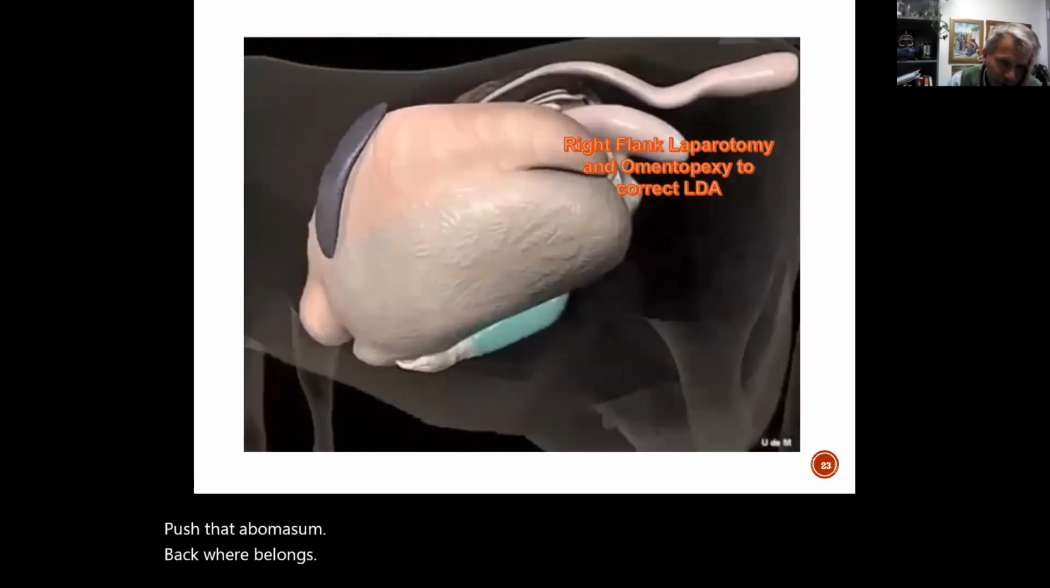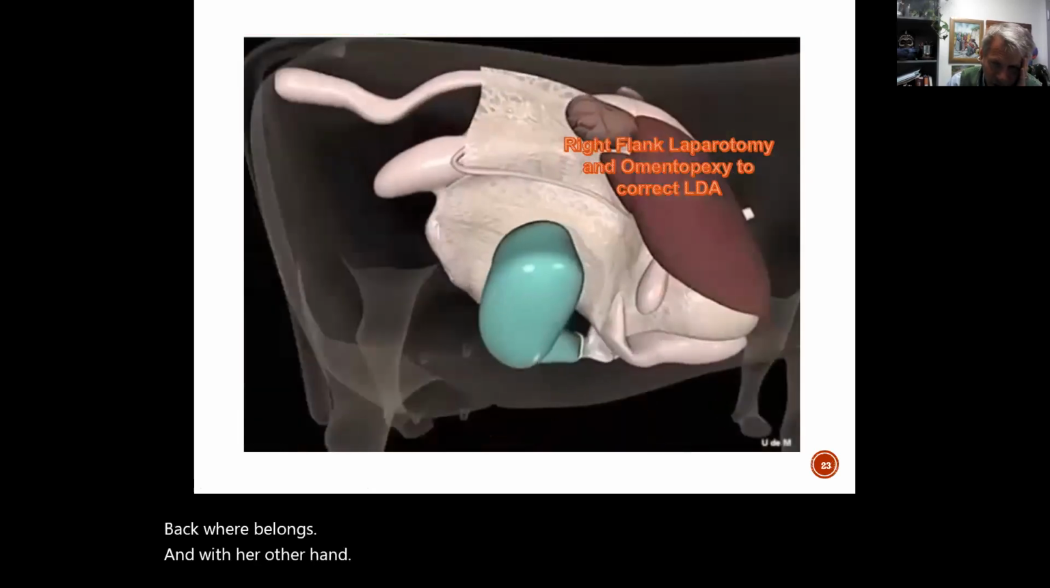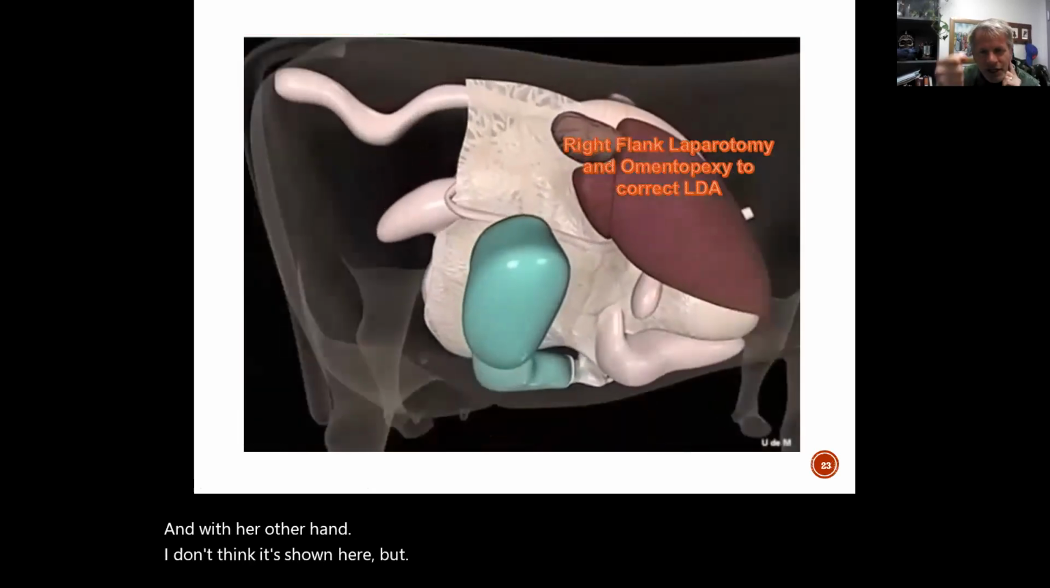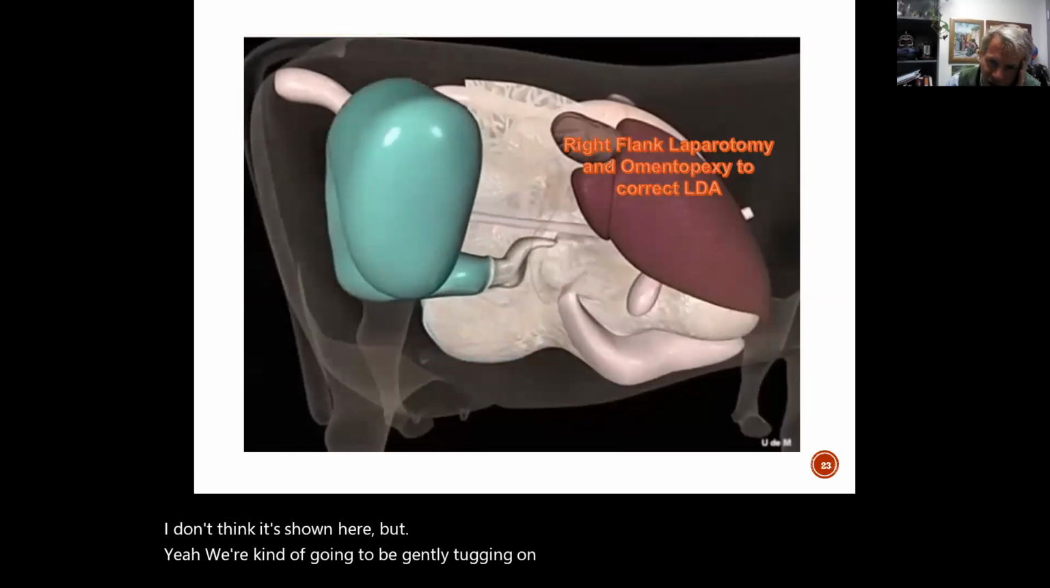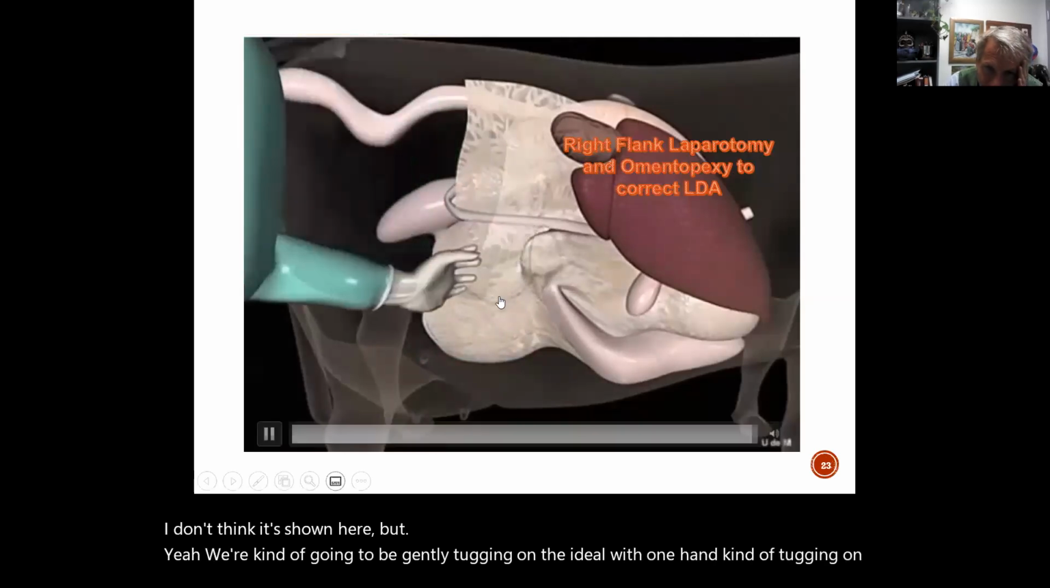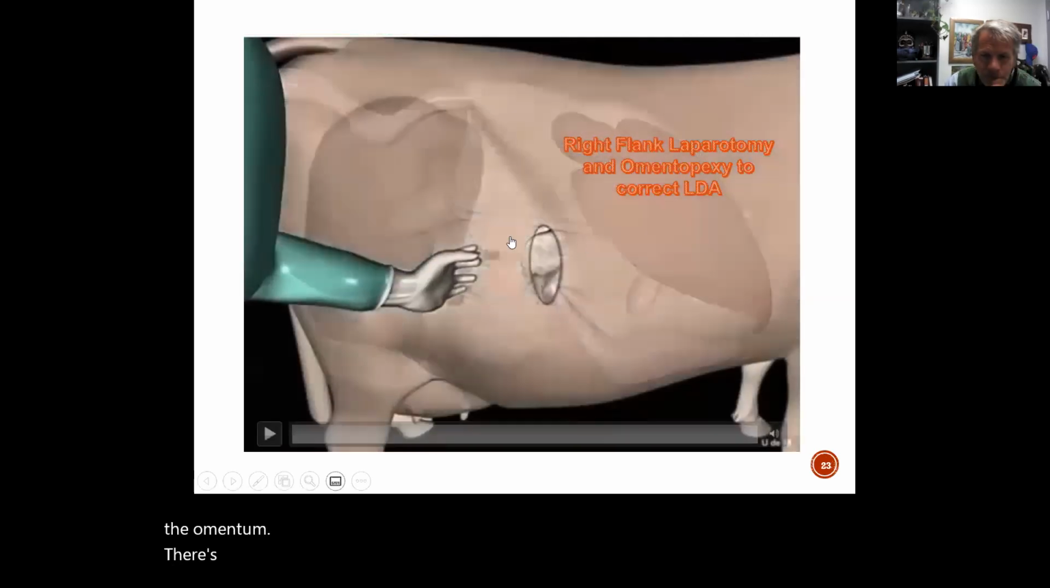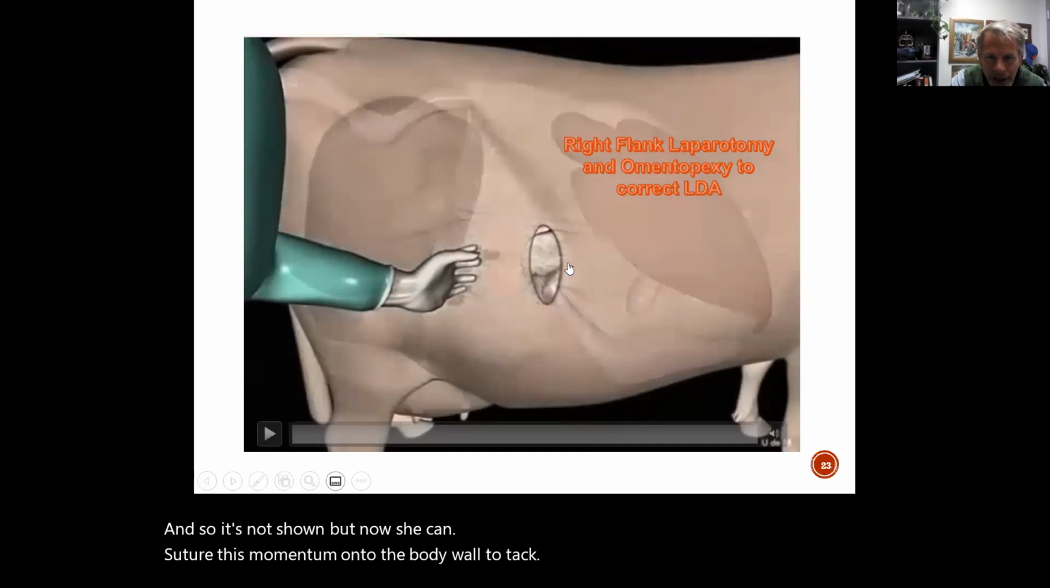And with her other hand, I don't think it's shown here, but they do it with one hand, gently tugging on the omentum. There's the incision. It's not shown, but now she can suture this omentum onto the body wall to tack the omentum, and that should keep this abomasum from wanting to go back.